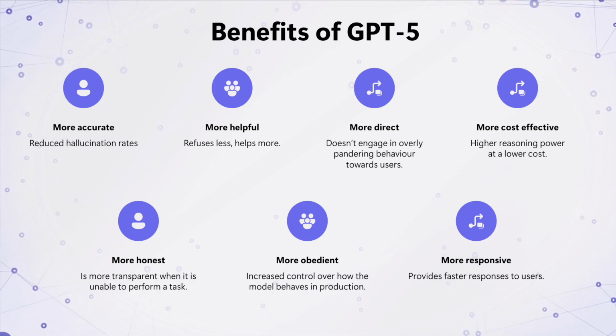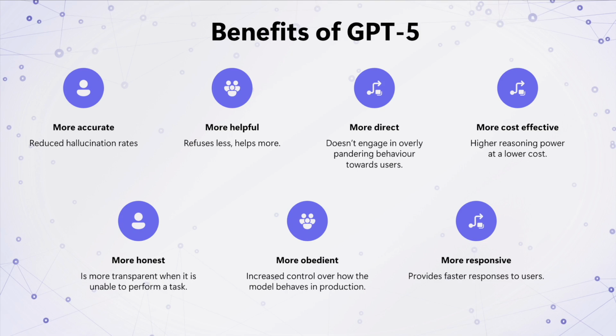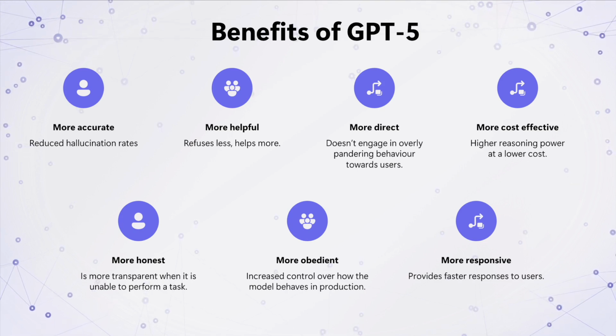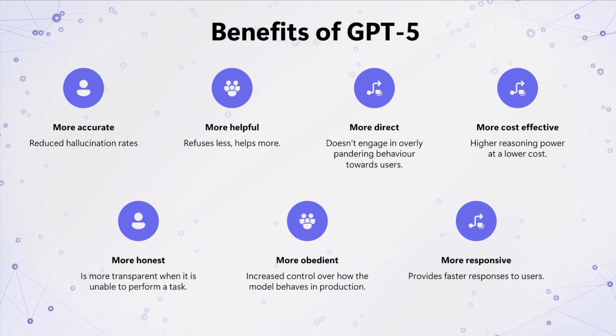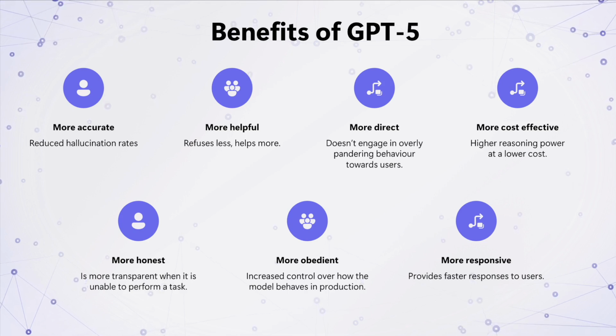The first is that GPT-5 is more accurate with reduced hallucination rates. It's more helpful. It refuses less and helps more. It is more direct. It doesn't engage in overly pandering behavior. It's cost effective. It has a higher reasoning power at a lower cost.